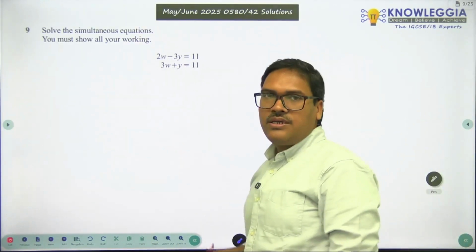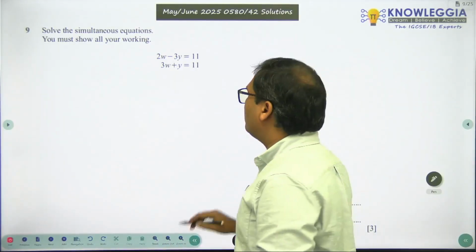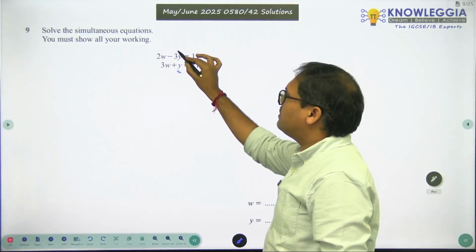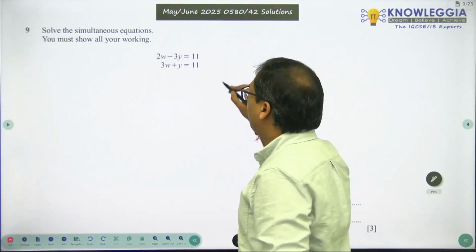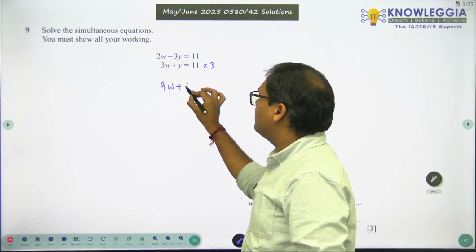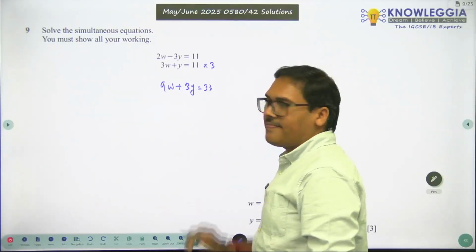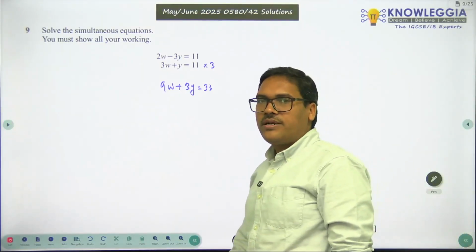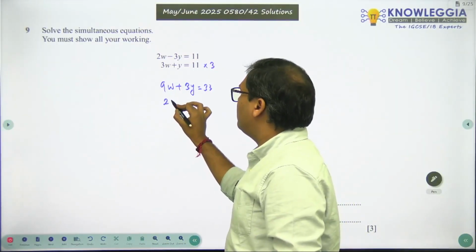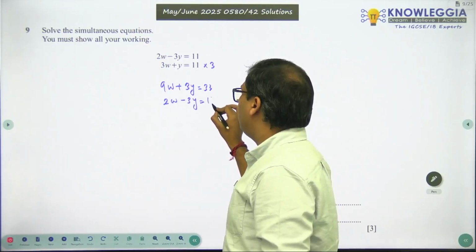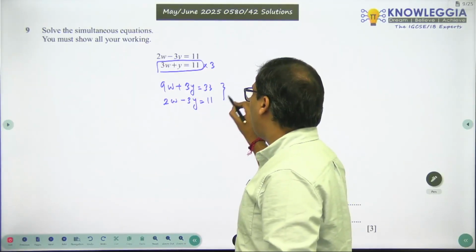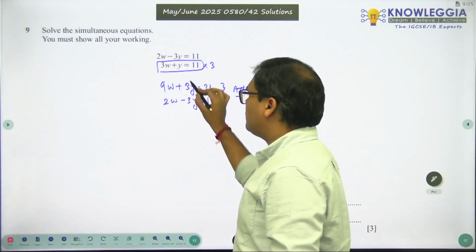Here you can use elimination or substitution, anything is fine. So what you can do is, here this is y, so I can make it 3y because this is already 3y given to you. I can multiply this equation with 3. So this will become 9w plus 3y equal to 33. For elimination, you make any two terms the same, either the x term or the y term. And here this is 2w minus 3y equal to 11. What I have done is I have just multiplied this equation with 3. Now you can clearly see if you add these two, 3y will cancel off.